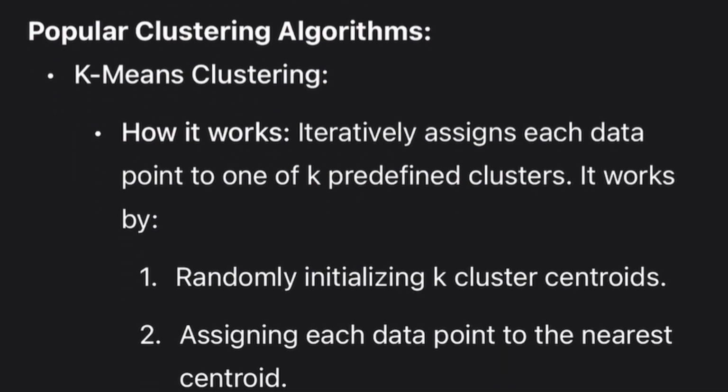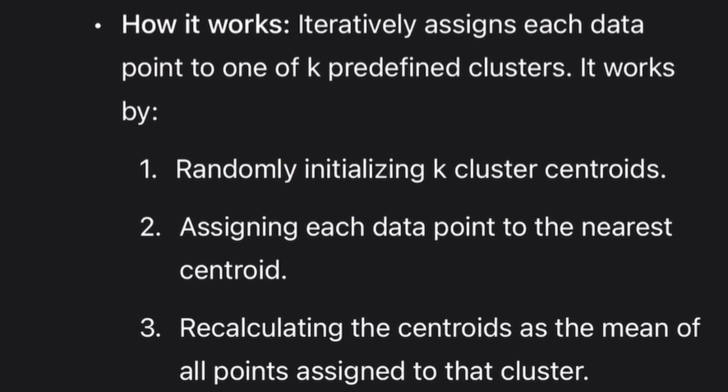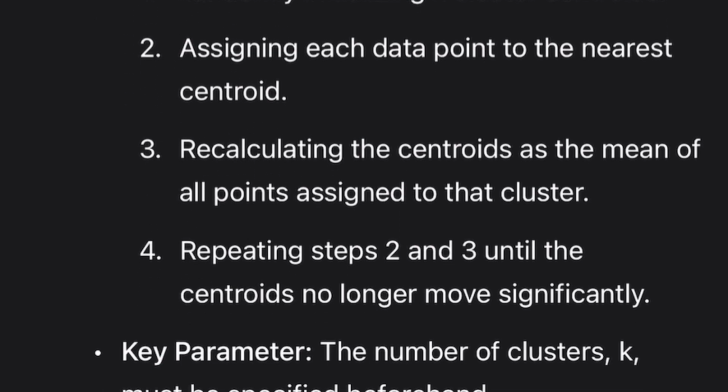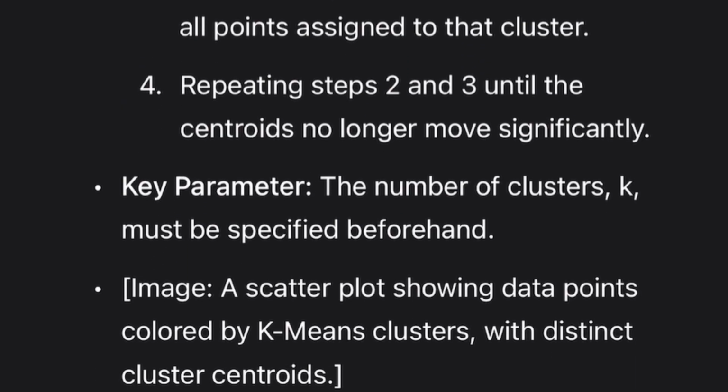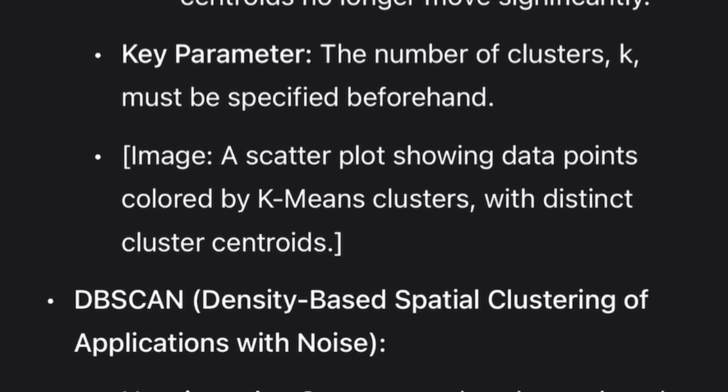How it works: it iteratively assigns each data point to one of k predefined clusters. It works by 1. Randomly initializing k cluster centroids. 2. Assigning each data point to the nearest centroid. 3. Recalculating the centroids as the mean of all points assigned to that cluster. 4. Repeating steps 2 and 3 until the centroids no longer move significantly. Key parameter: the number of clusters k must be specified beforehand. A scatter plot showing data points colored by k-means clusters with distinct cluster centroids.